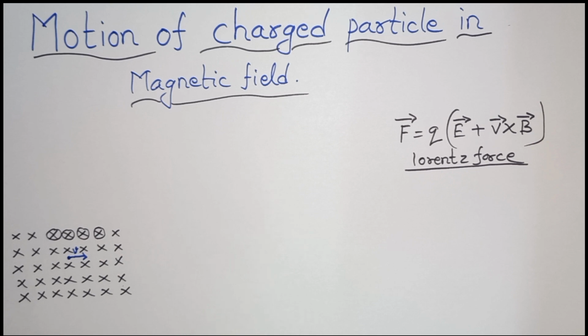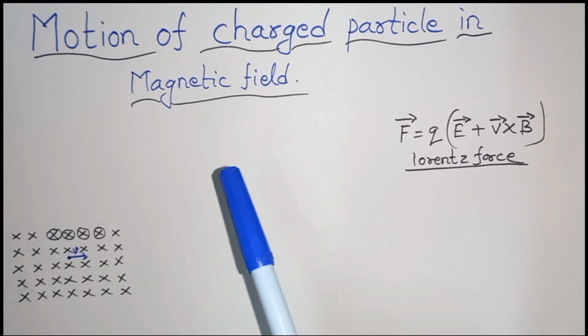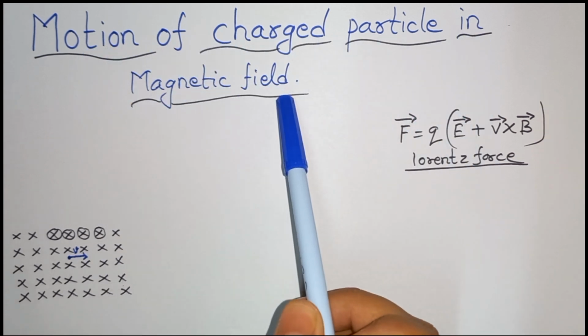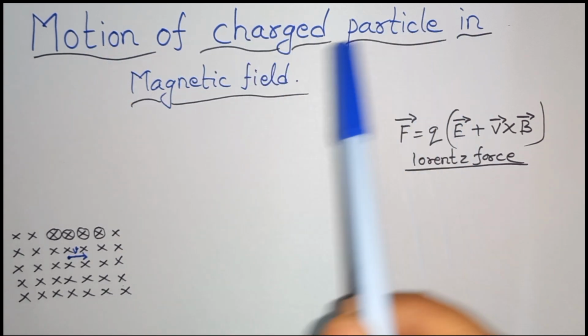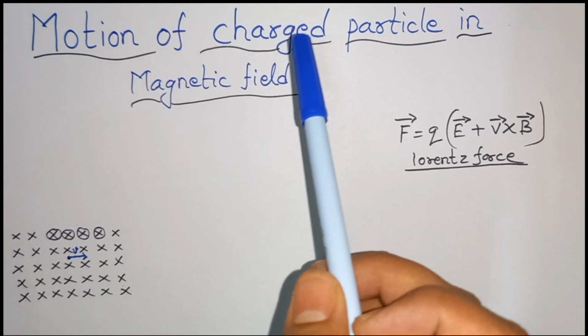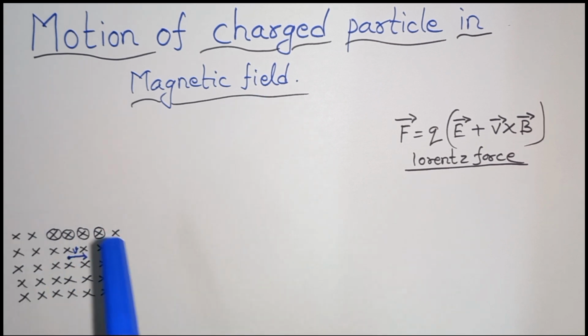Today we are going to learn an interesting topic of electromagnetism: motion of a charged particle in a magnetic field. If a charged particle comes into a magnetic field, then what type of motion, what type of force does the charged particle experience? We are going to talk about that in this video.